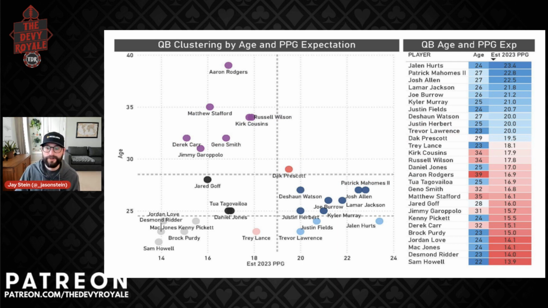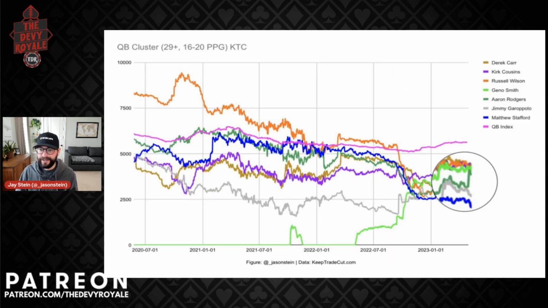We're going to go to the older guys, right? So these are age 29 plus that score 16 to 20 fantasy points per game. That's the upper left-hand corner of this chart. So this is another interesting chart. As you can see, they're living below that pink QB line. In fact, the only one that isn't is Russell Wilson, who the first 2 years of this chart, he's above that. So of all these guys, he's the one I could see actually moving back above that line at some point if he's able to put it all together.